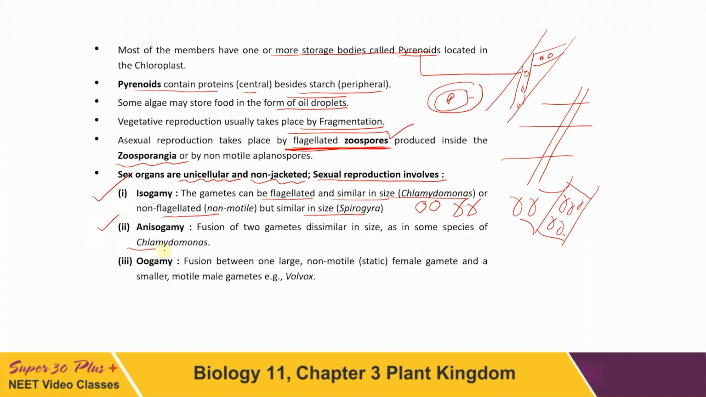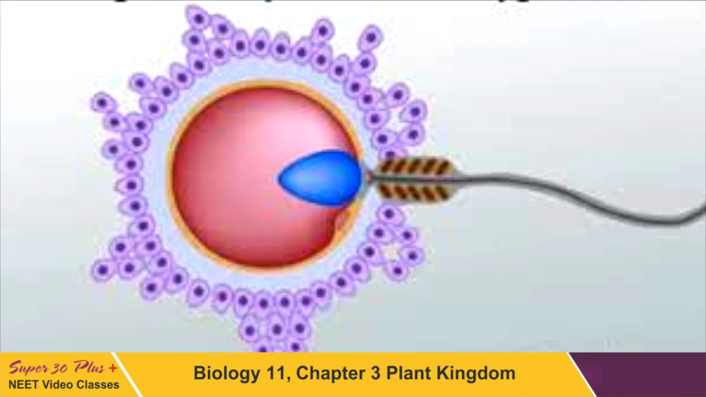Anisogamy is found in some species of Chlamydomonas, that is, the two fusing gametes are different in size. This is the minus strain, this is the plus strain. Plus strain may be motile or non-motile, but both are released. Oogamy, as is found in the case of Volvox, I told you, is where the female gamete is not released from the mother plant. The female gamete will remain attached, and the male gamete, which is smaller, will come and fuse with this female gamete to make the zygote. This is known as oogamy.